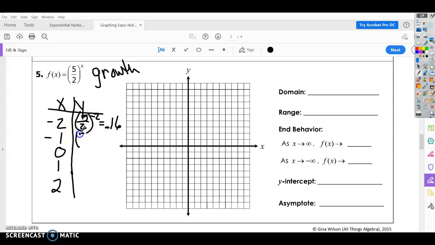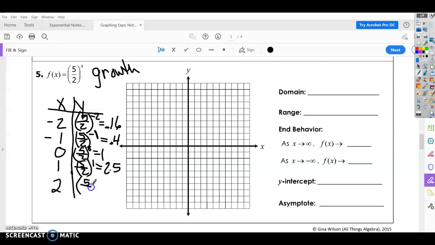All right, for the next one, you're going to take 5 halves and raise it to the -1 power. Okay, so it's going to flip the fraction, and that's going to be 2 over 5. 2 over 5 is 0.4. And then 5 halves to the 0 power. Anything to the 0 power is 1. And then 5 halves to the first power equals 2.5.